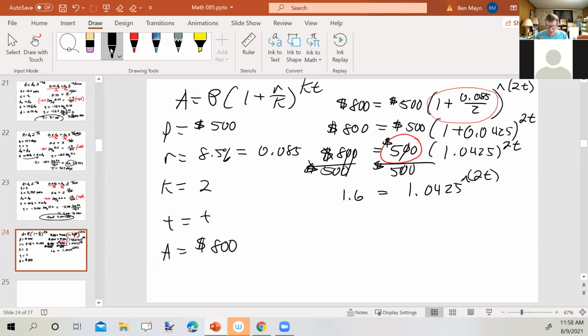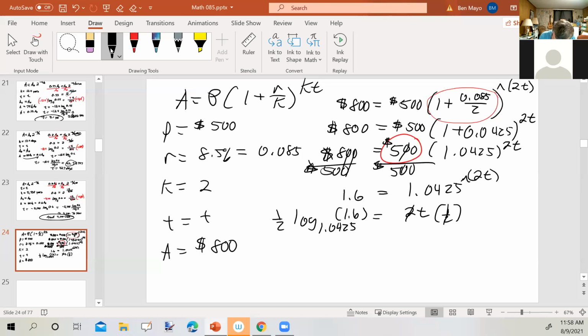Okay. Now I can change this to a logarithmic equation. Log base 1.0425 of 1.6 equals 2t. All right. Now, I could divide both sides by 2. And instead of doing that, I want to do this just because it'll look a little bit cleaner. I'm going to multiply both sides by 1/2. Isn't dividing by 2 the same as multiplying by 1/2?